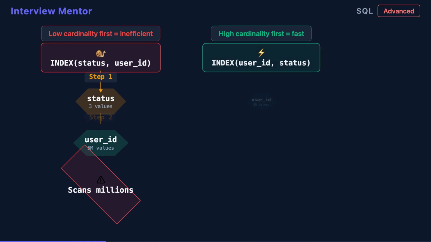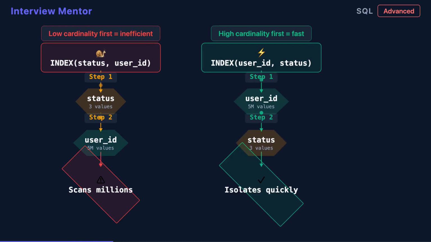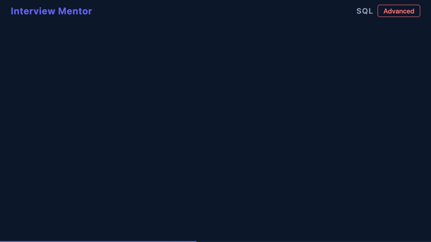Second, cardinality matters. High cardinality means many unique values. Low cardinality means few unique values. Put high cardinality columns first. Why? Because they narrow down results faster. If you index status then user ID, and status only has 3 values, the database still has to scan millions of rows. Flip it to user ID then status, and you immediately isolate one user's records.